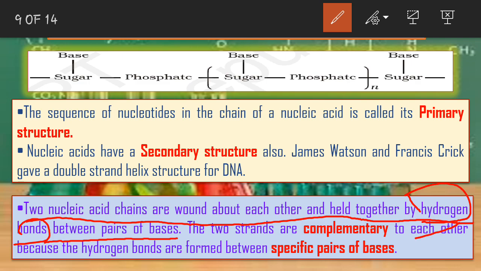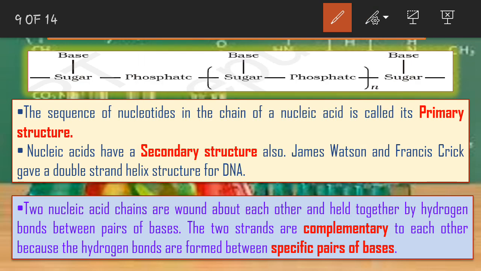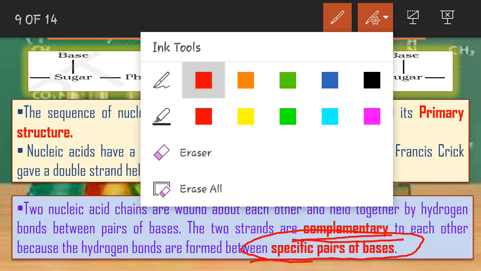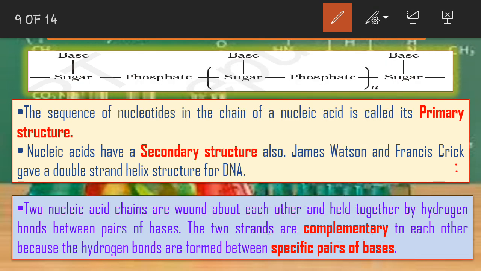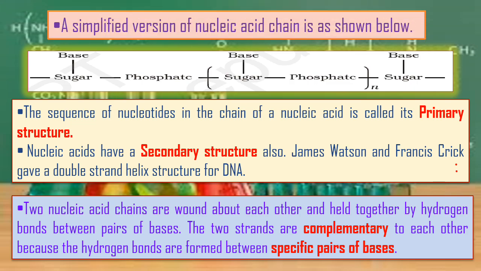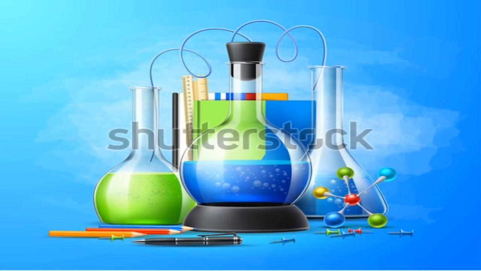Because of this complementary base pairing, the two strands of nucleotide chains are complementary to one another. They look alike. Why? Because the hydrogen bonds formed are between specific pairs of bases. We'll see in the next slide how exactly the specific base pairing is present.